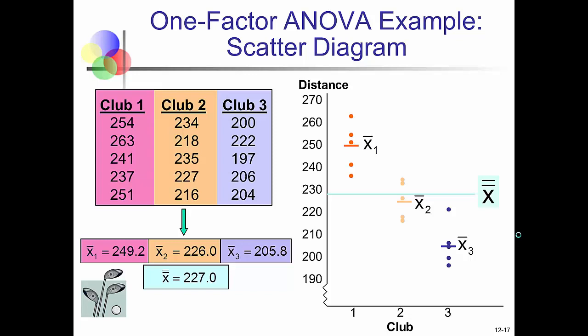We can calculate the average for club 1, that's 249.2, the average for club 2, that's 226, and the average for club 3, that's 205.8. The grand mean for all of those is 227. That's averaging together all of these lengths that the club drove the ball. If we begin to look at this, we might think that club 1, club 2, and club 3 all seem very different from each other. But just looking at this at a glance does not give us enough information to reject the null hypothesis and say that these clubs are statistically different.